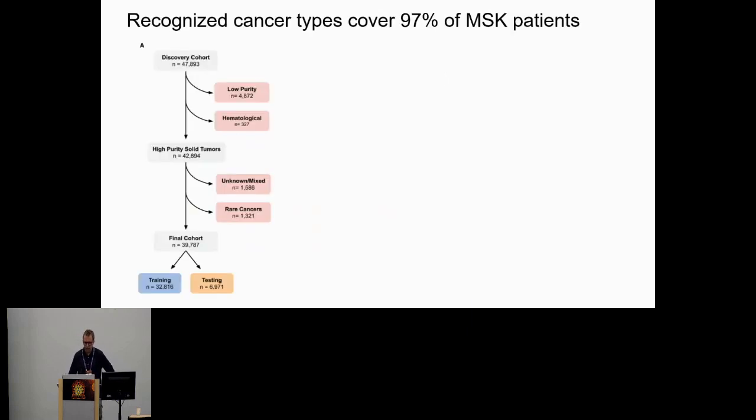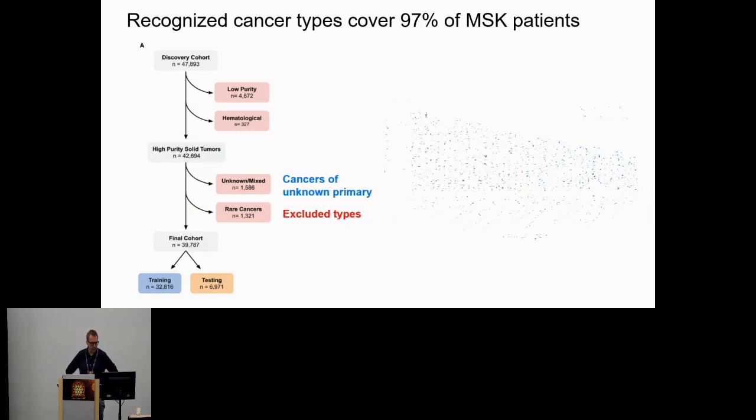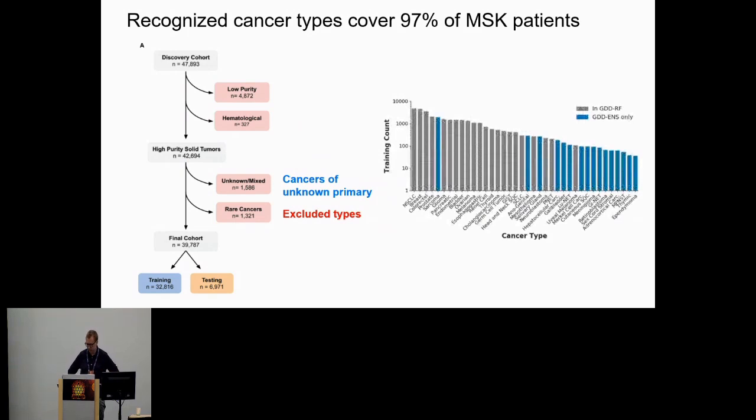Okay, and so as I already mentioned, the recognized cancer types cover 97% of MSK patients. I want to highlight a couple of things here. So the first is the cancers of unknown primary. This is this group right here.